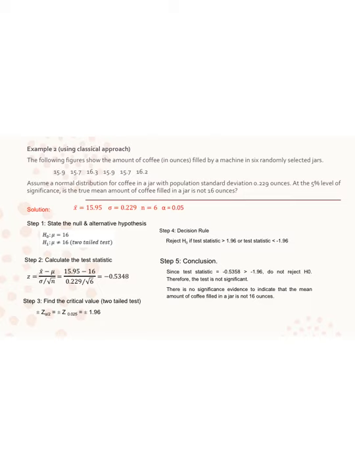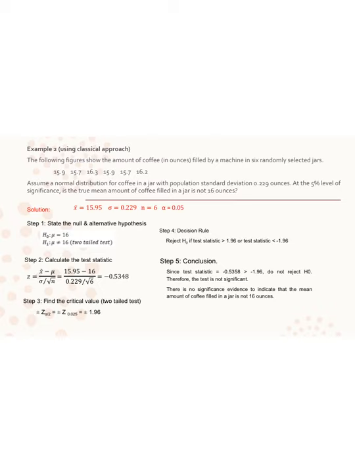Okay, now let's take a look into the next example. In the textbook, the following figures show the amount of coffee in ounces filled by a machine in 6 randomly selected jars. Assume a normal distribution for coffee in a jar with population standard deviation 0.229 ounce. At the 5% level of significance, is the true mean amount of coffee filled in a jar not 16 ounce? Okay, so based on the information given, apa yang dia bagi raw data, betul tak?